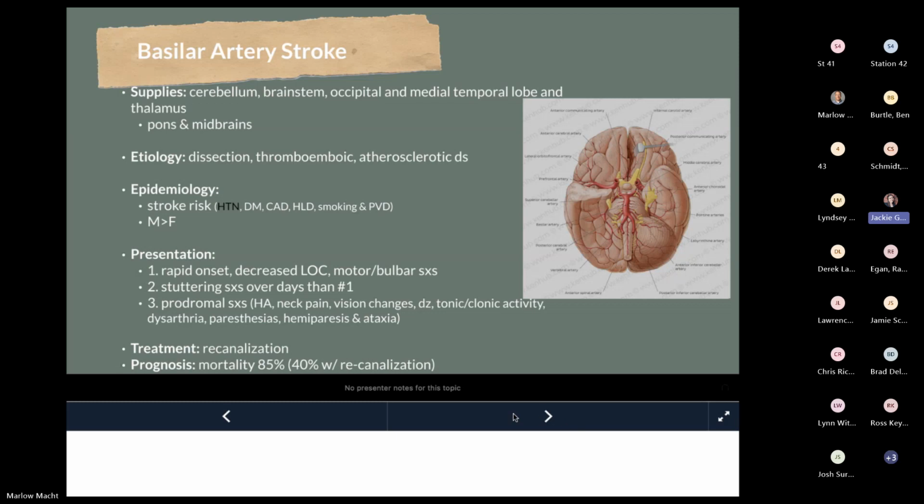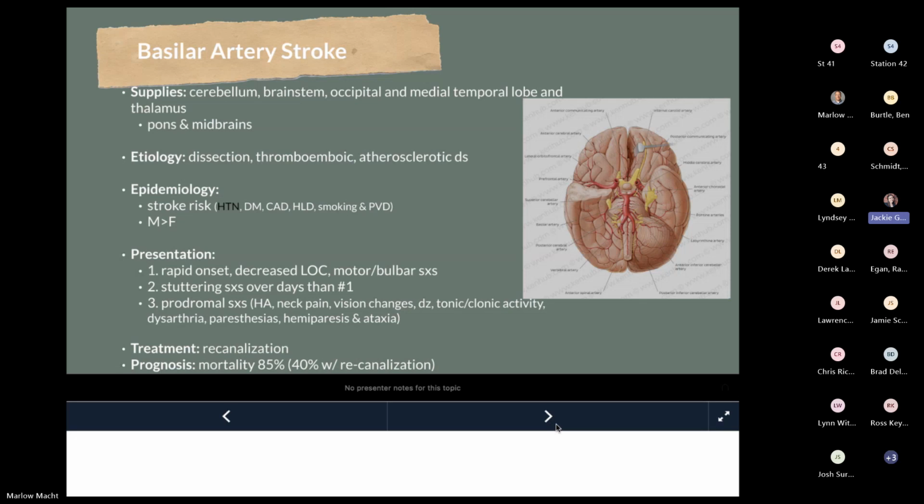Great. And so the number one risk factor for this, up to 70%, is hypertension. Other risk factors include diabetes, coronary artery disease, stuff that affects the effectiveness of the luminal flow, so atherosclerotic disease, smoking, and peripheral vascular disease. Males have a 2-to-1 propensity for basilar artery strokes, and thromboembolic disease tends to hit people in their 60s and 70s, as it did for this particular patient.